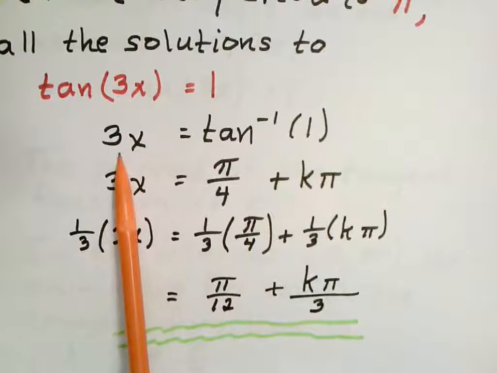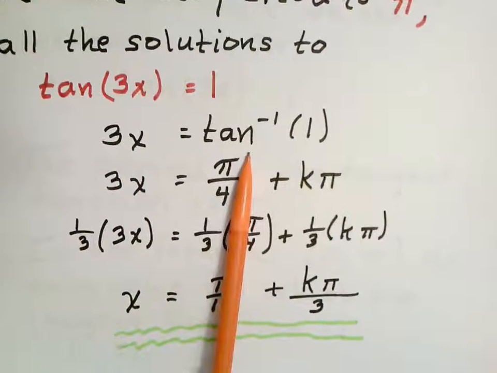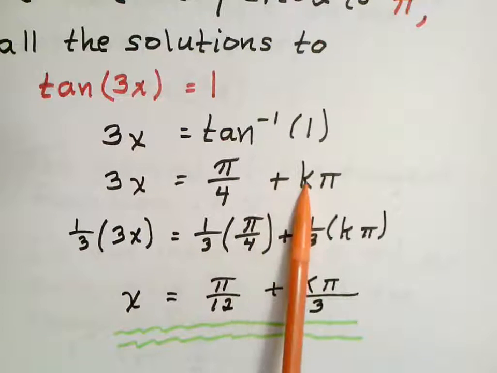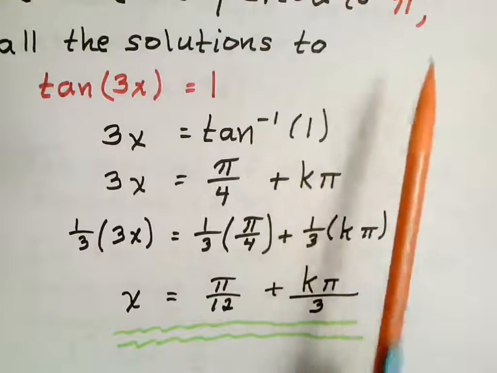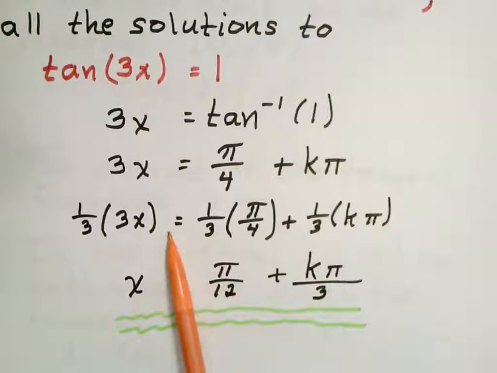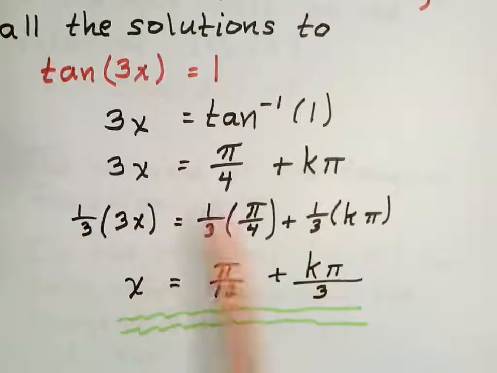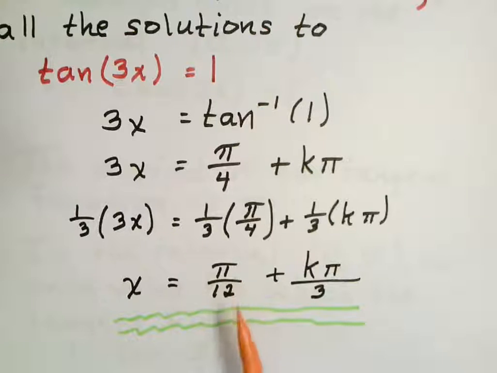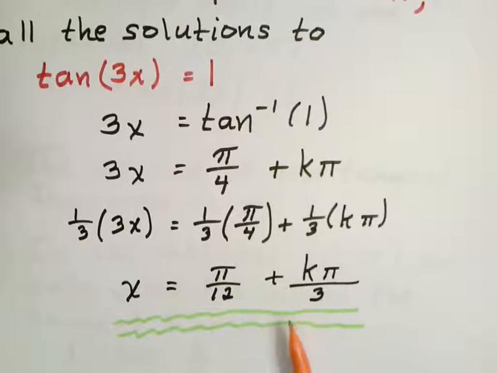Remember, when we're looking for an angle, we use our inverse trig functions. And you see this 3x is equal to pi over 4 plus k times pi. Remember, k is an integer, and remember, pi is our period for our tangent function. Then I want to solve for x. We're going to divide all three terms by 3. But dividing by 3 is the same thing as multiplying by its reciprocal 1/3. So we're going to get x equals pi over 12 plus k times pi divided by 3.